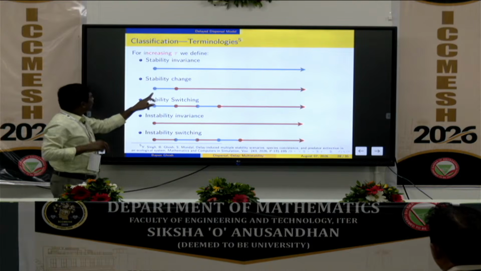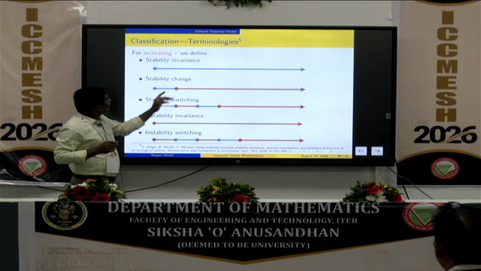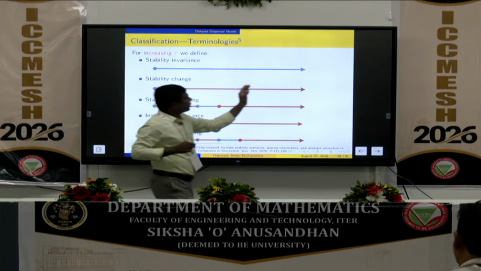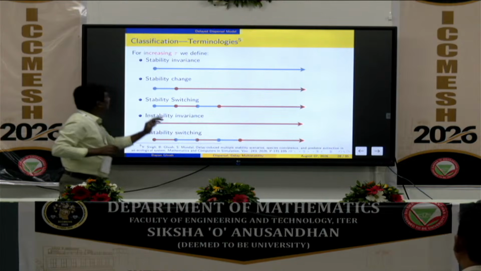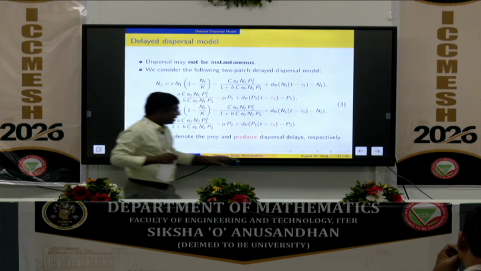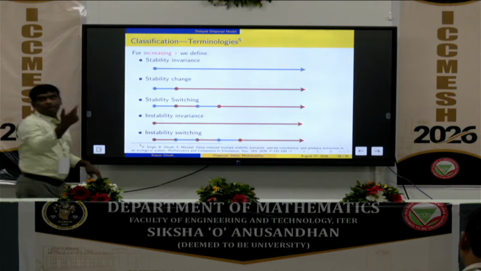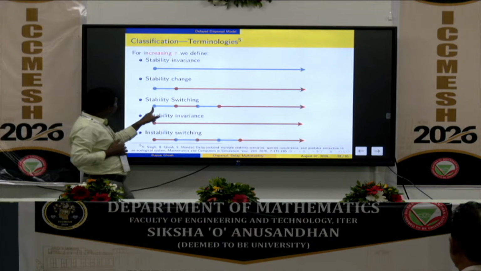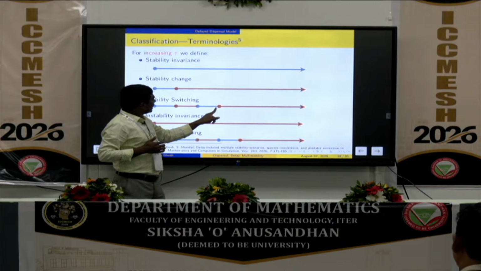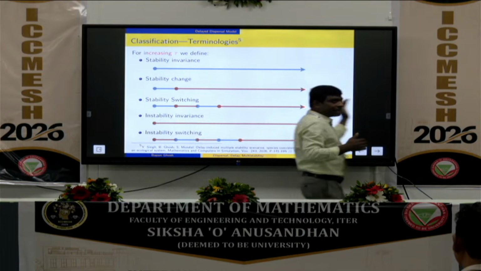Stability change means the equilibrium is stable when there is no delay. If you increase the delay, there will be some threshold up to which it will remain stable, and after that it is forever unstable. This is the stability change, only one change, only one transition. Next is stability switching, more than one transition: it is stable, then becomes unstable, then becomes stable, then unstable, stable, unstable, but after a finite number of times it will remain unstable.